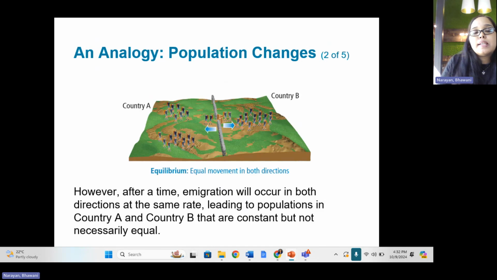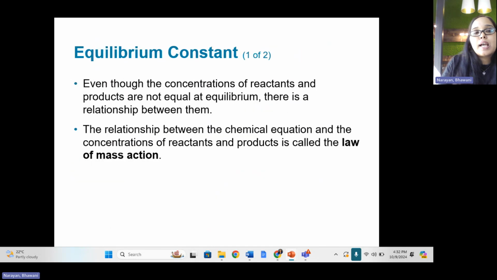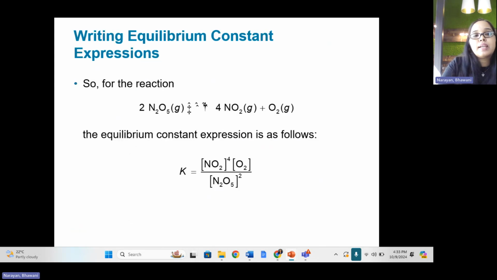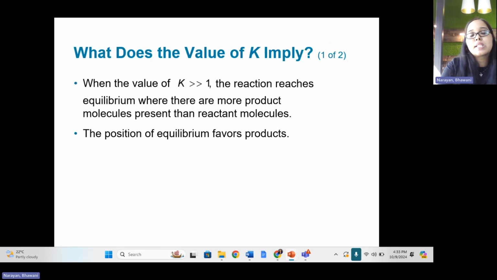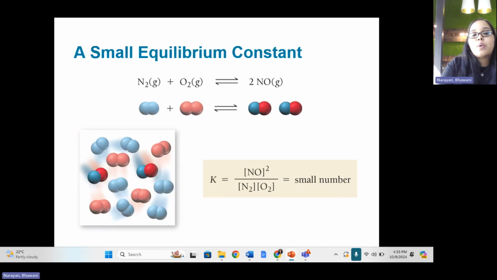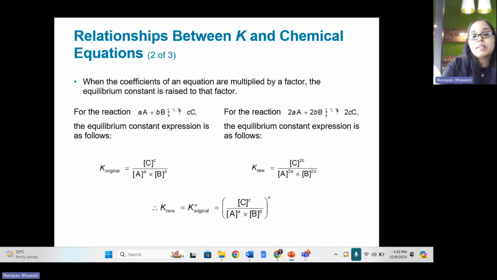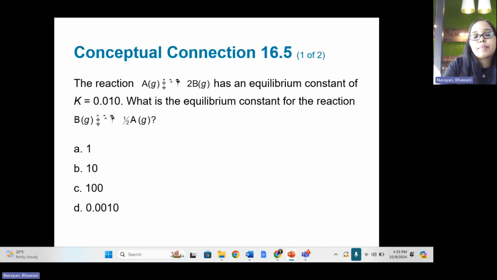So we did these analogies of population changes, and then we defined something called the equilibrium constant, and we defined the law of mass action. Then we tried writing equilibrium constant expressions for different reactions, where there are gases, where there are solids, where there are liquids. And we said, what does this value of K imply? How are Ks related for related reactions like forward and backward? When a reaction is in steps, how do you write that?